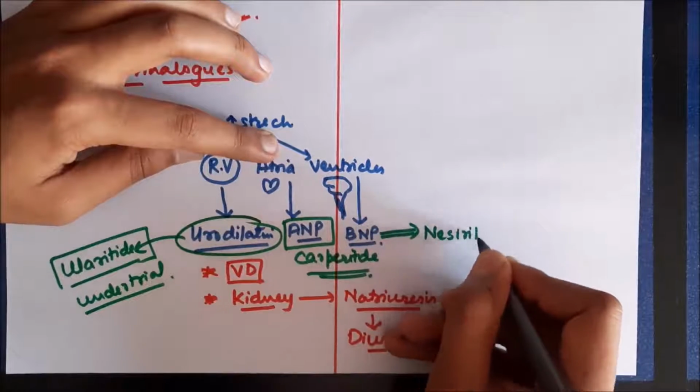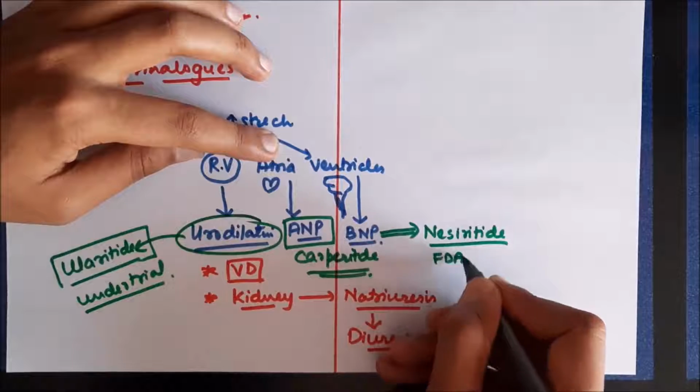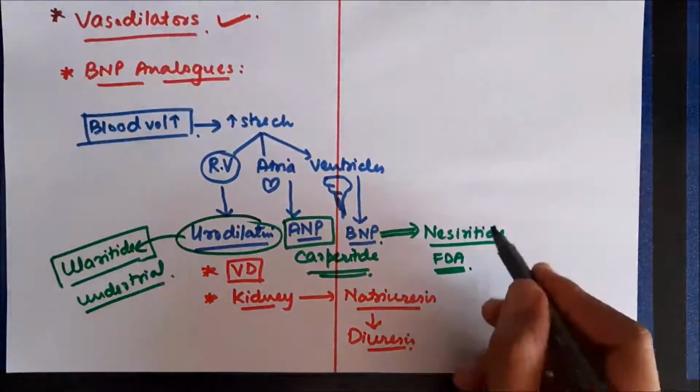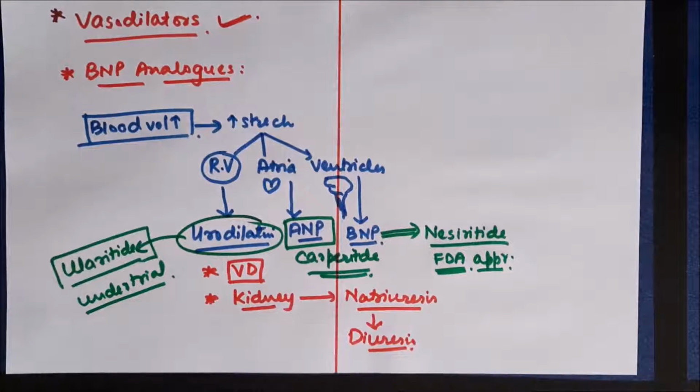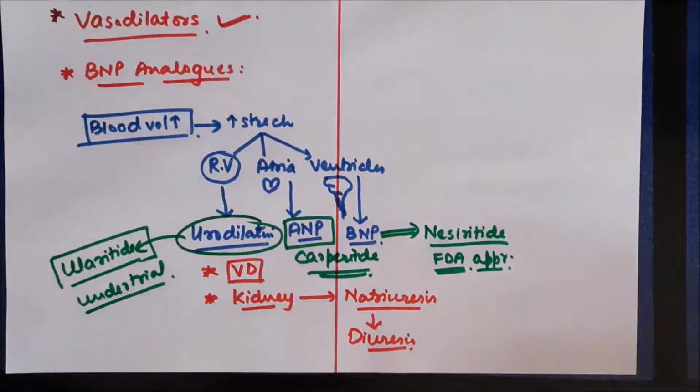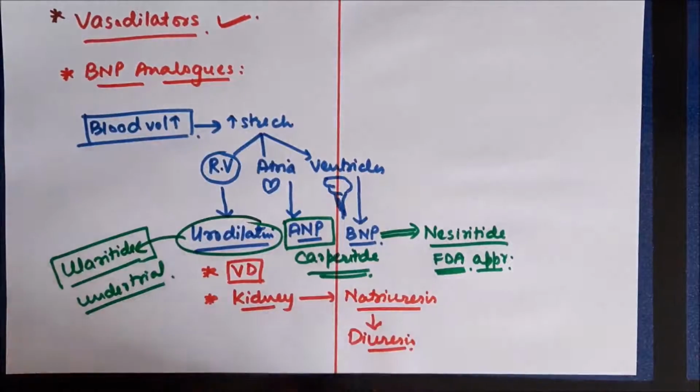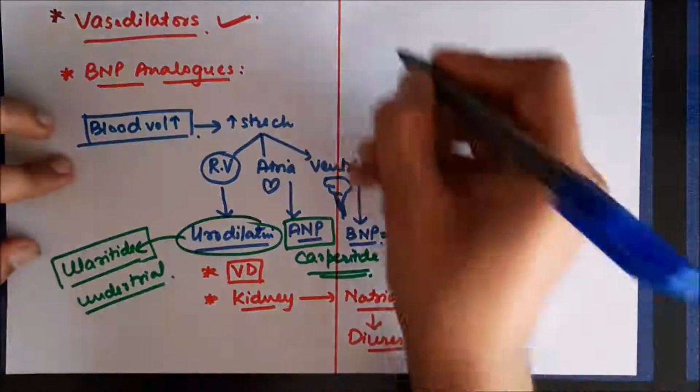The analog of brain natriuretic peptide is called Nesiritide. It's an important drug and it's FDA approved for the treatment of pulmonary edema, which is associated with acute congestive heart failure. Now, this drug Nesiritide is a very important drug in the management of acute congestive heart failure.